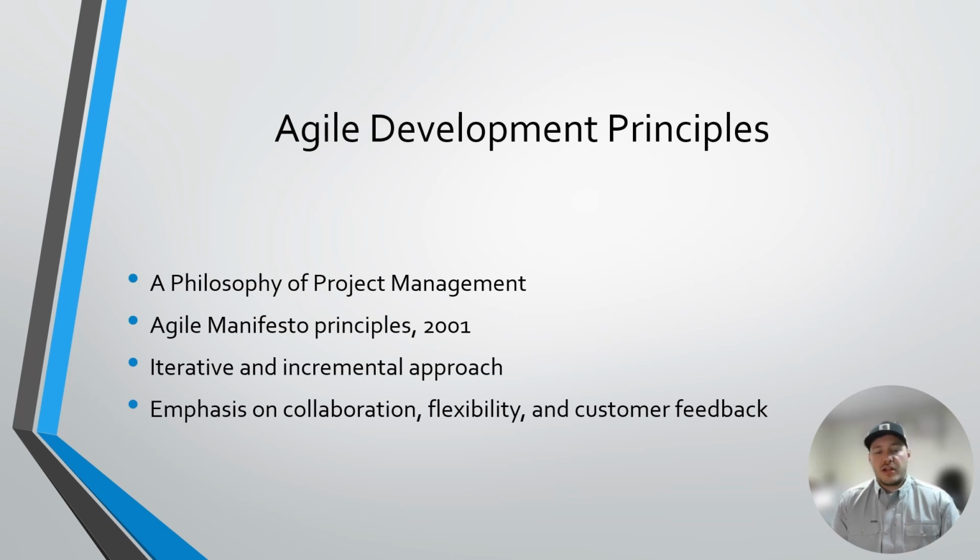So first, let's talk about Agile. What is Agile? Agile is a philosophy of project management. Agile is a set of software development methodologies that are based on iterative and incremental development. The Agile Manifesto, which was created in 2001 by a group of software developers, outlines the principles of Agile development. These 4 principles include individuals and interactions over processes and tools, working software over comprehensive documentation, customer collaboration over contract and negotiation, and responding to change over following a plan.